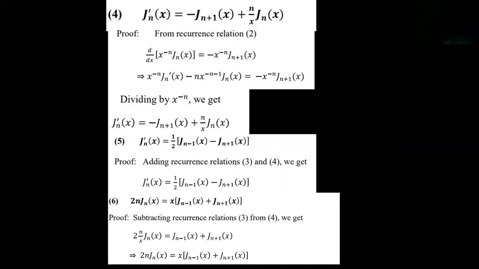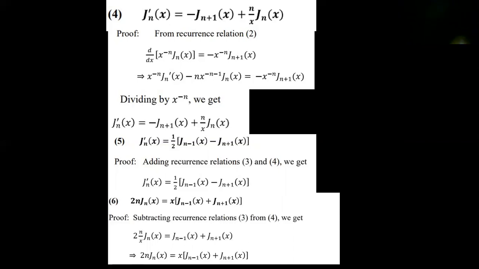Then if I subtract, I will see that I'm going to have 2n divided by x, J_n(x) equals J_{n-1}(x) plus J_{n+1}(x). At the end of the day, I can multiply through by x. Then I have 2n J_n(x) equals x into J_{n-1}(x) plus J_{n+1}(x).